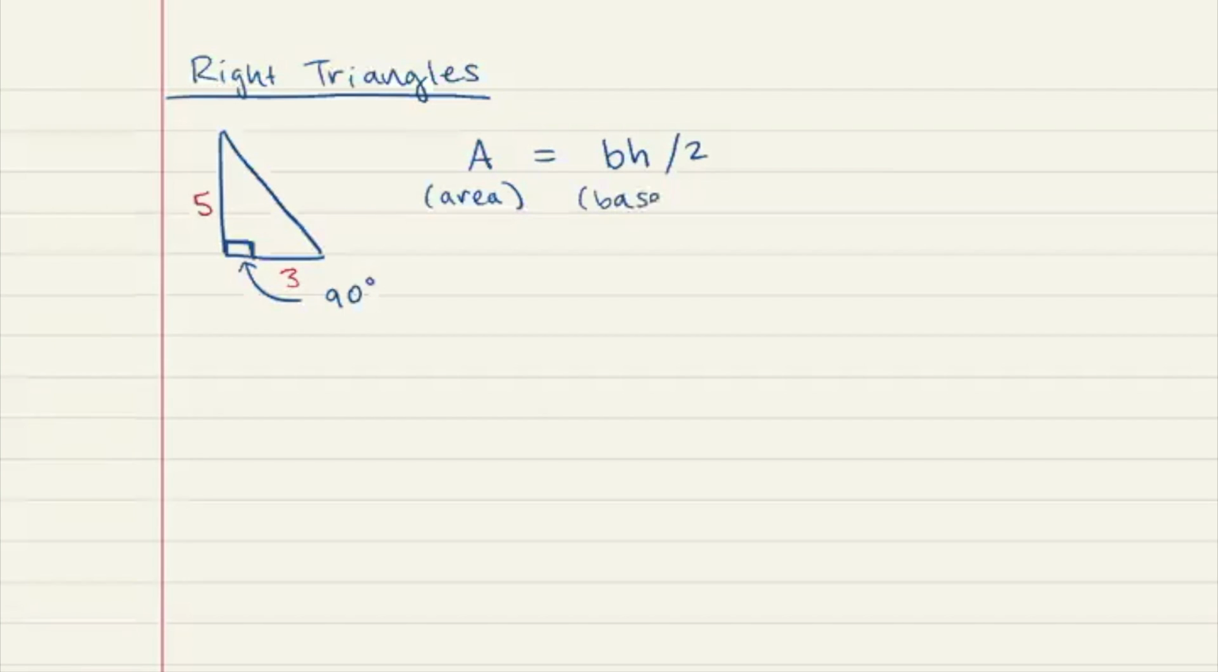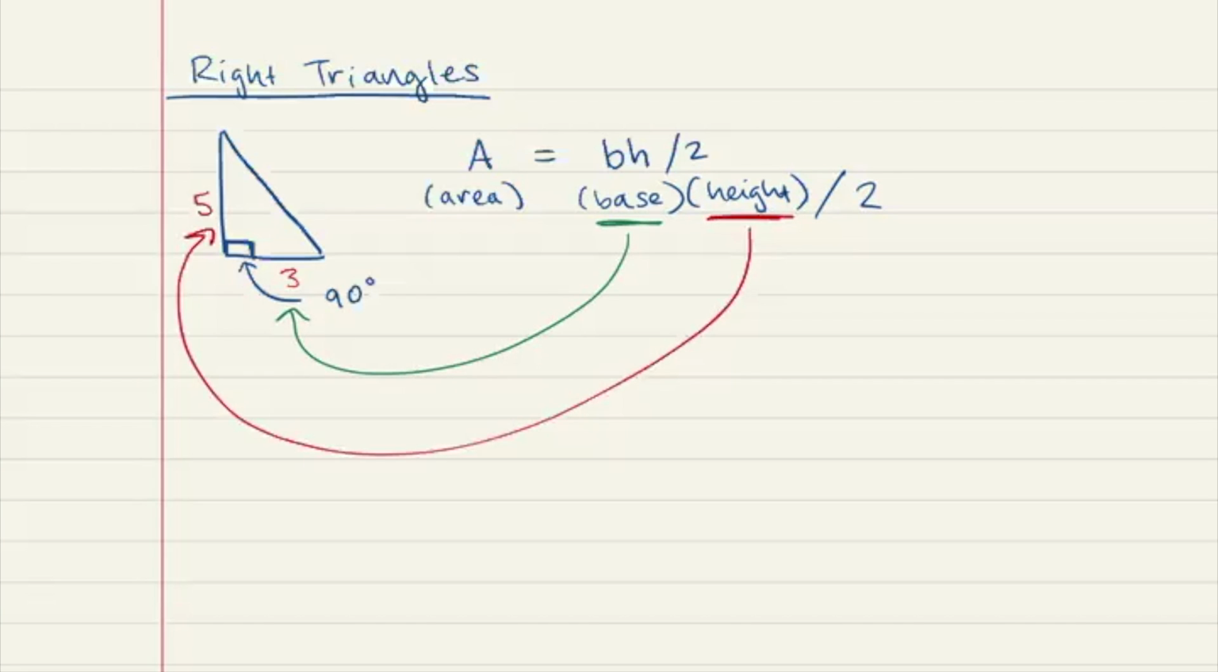The area of any given triangle is base times height divided by 2, and in this case our base is 3 and our height is 5. So, we just plug it into the formula and do 3 times 5 divided by 2 to give us the area. This turns out to be 15 over 2, or 7.5 units squared.